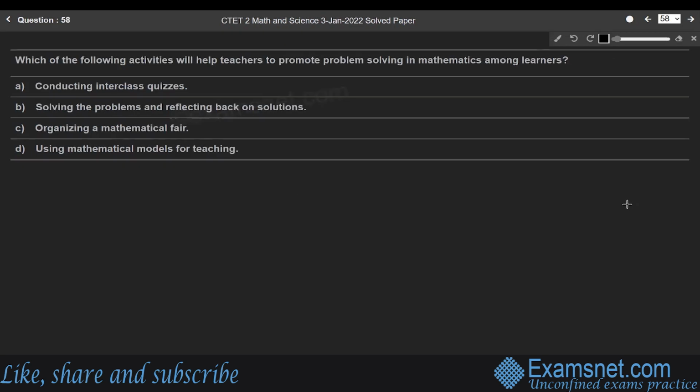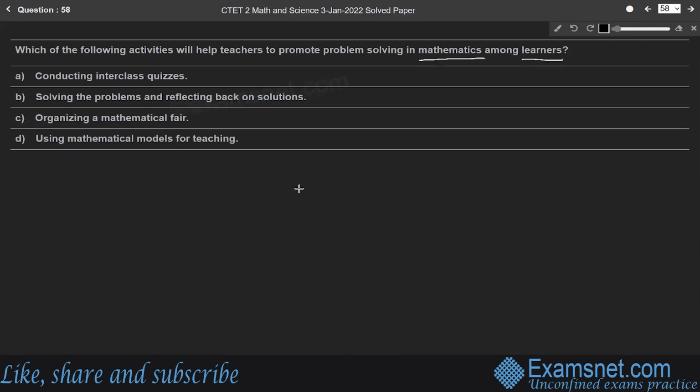Question 58. Which of the following activities will help teachers to promote problem solving in mathematics among learners? Options are: A, conducting interclass quizzes; B, solving the problems and reflecting back on solutions; option C, organizing a mathematical fair; option D, using a mathematical model for teaching. So here, option B, solving the problems and reflecting back on solutions, is the answer.